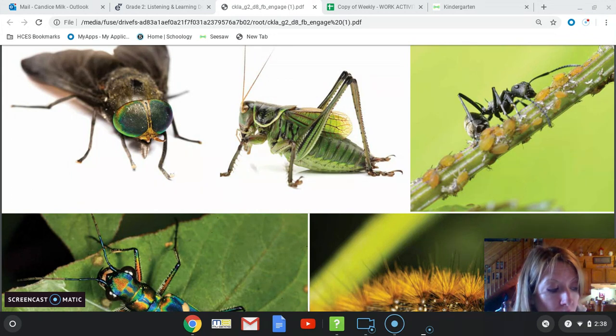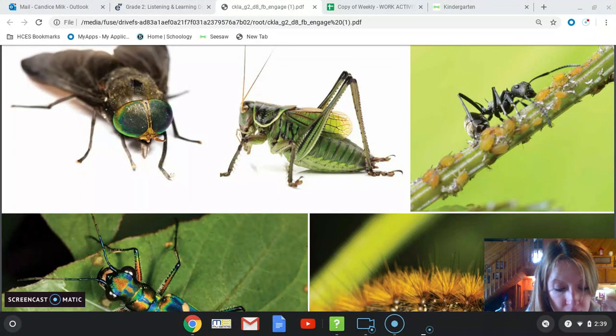We also need to know the word insect. And an insect is an animal with 6 legs and 3 main body parts. We're going to need to know the word social, which means living together in organized communities. And then we need to know the word solitary, which means living alone or just in pairs.